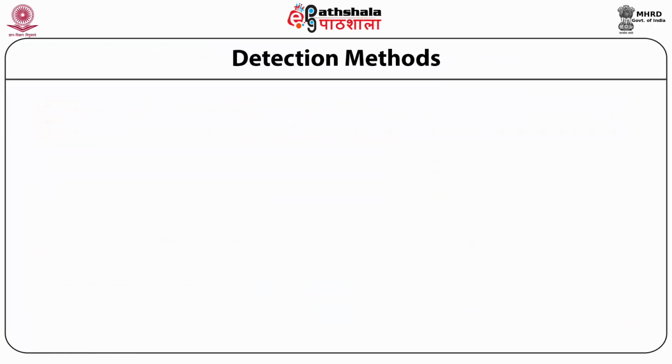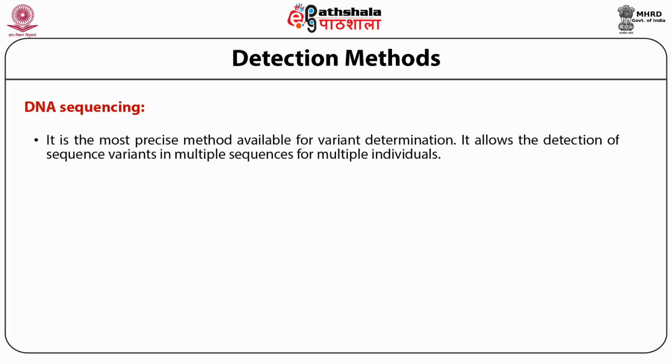Deduction methods. Before elaborating on the types of markers, the different methods available are enumerated in this section. The first is DNA sequencing. It is the most precise method available for variant determination. It allows the detection of sequence variants in multiple sequences for multiple individuals.